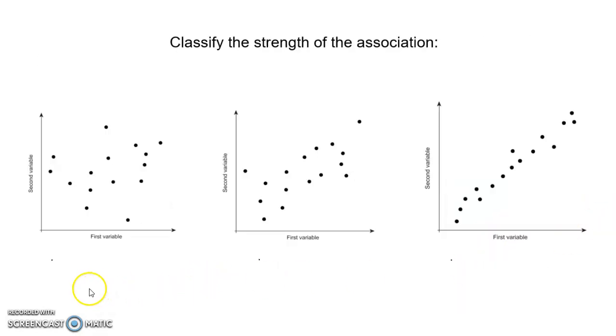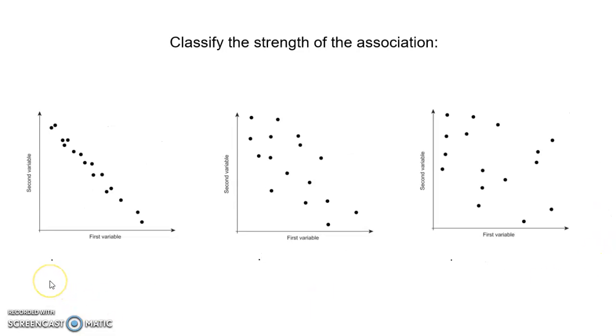Let's classify the strength of these associations. In this first one, you can notice as you go left to right, there is an increase. This graph does go up, but only very weakly. We would say this is a weak positive association because although the data points do tend to go up from left to right, they're pretty spread out. In this one, they still go in a positive direction, and the points are a little bit closer together, so we would say that this is a moderate positive association. In this one, these points are very, very close to approximating a line that goes up as we go from left to right, so we would say this is a strong positive association.